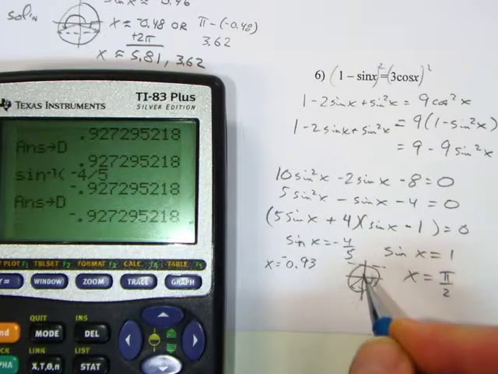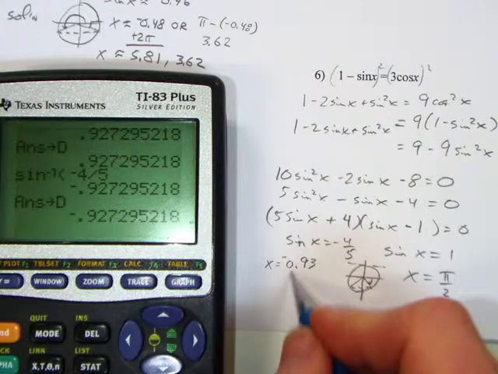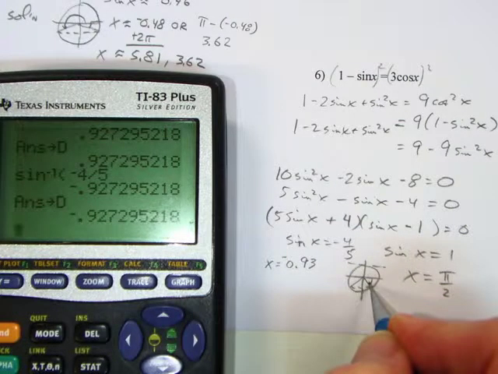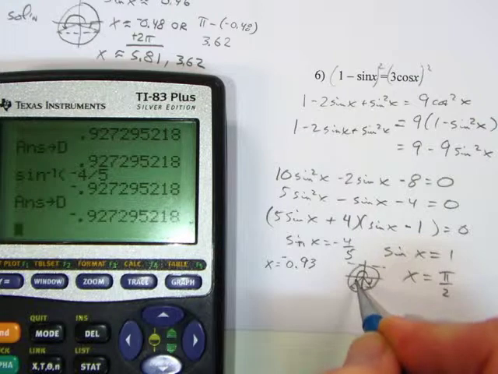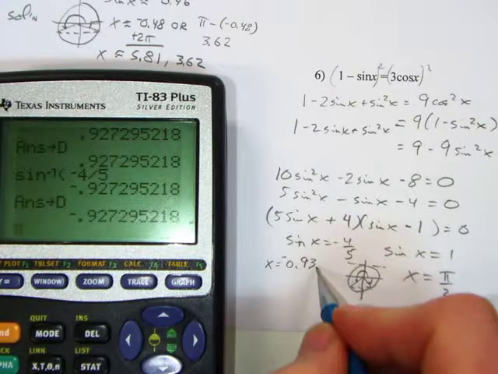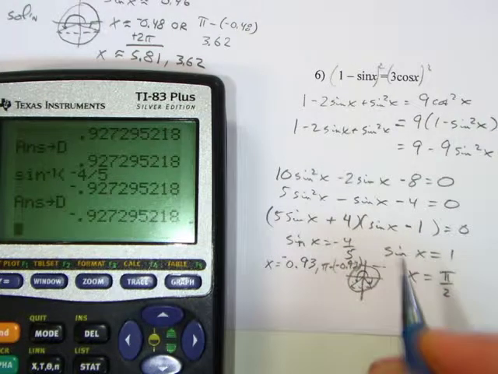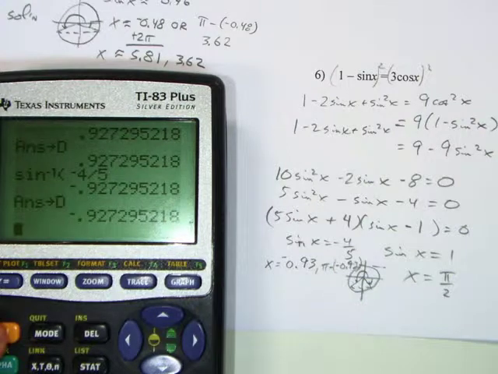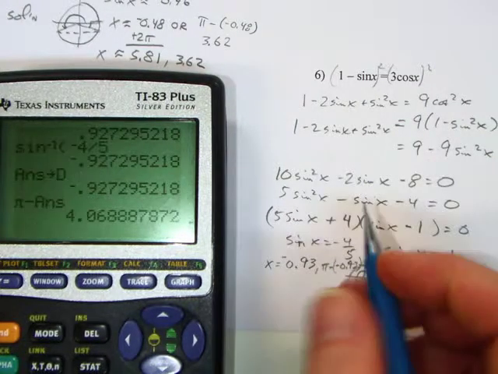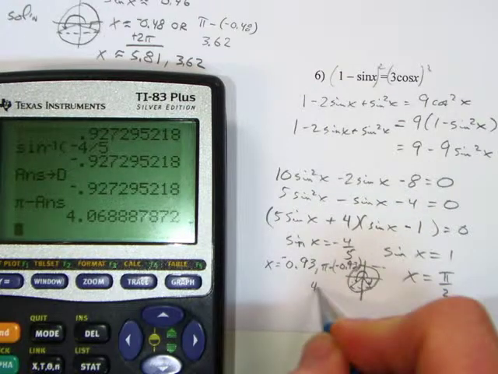What we're going to have to do is add 2 pi to that to get its coterminal angle. And then we need to take pi minus that, or pi minus 0.93, in order to get the other one. So we'll say pi minus negative 0.93, and I can hit pi minus answer, and that gives 4.07. Let's hit store E on this one.